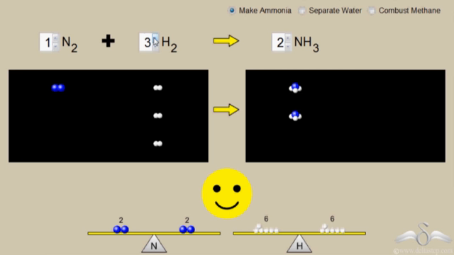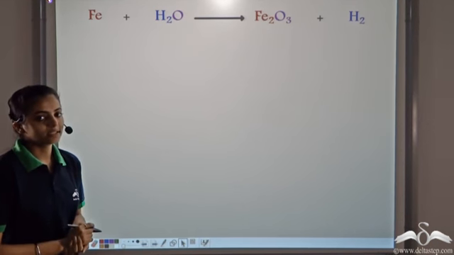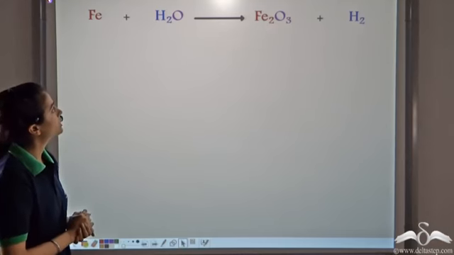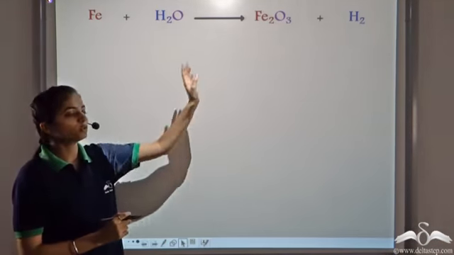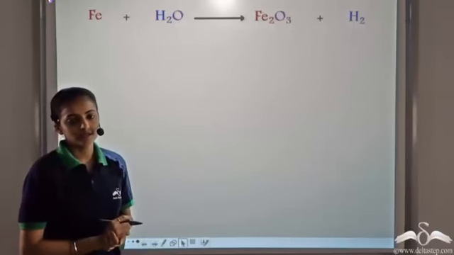What we can do to balance is, we can increase or decrease the number of molecules. So while balancing, we have to keep in mind that we can only change the coefficients which are present before the reactants and the products. We cannot change the subscripts. Now let's try to balance an equation. We have an equation. Iron reacts with water to form Fe2O3 plus hydrogen gas.